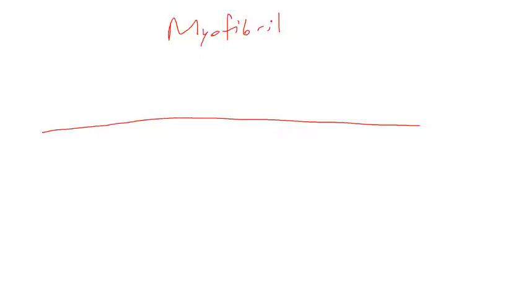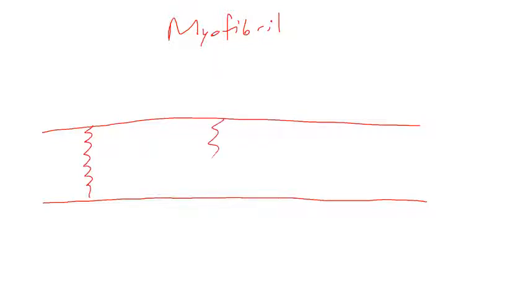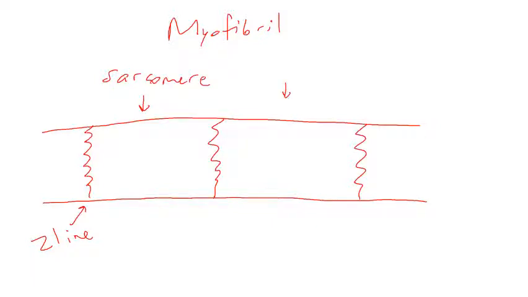Now I'm going to draw a myofibril and the components within it. Okay, so here is a rod. On the myofibrils, there are these zigzaggy lines. These are called the Z-discs, or the Z-lines. Label that there. The region between the Z-lines is called a sarcomere. So here's one sarcomere, here's another sarcomere. Sarcomeres are the structural and functional units of contraction.